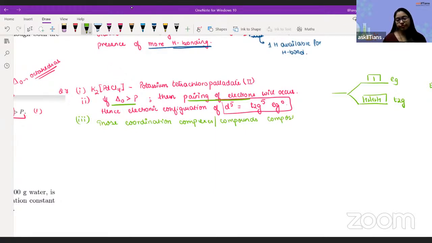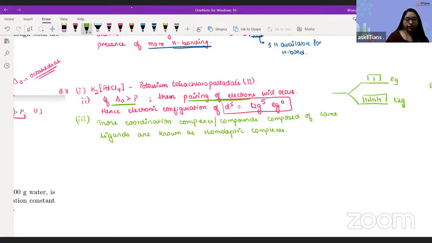Composed of same ligands are known as homoleptic complexes. Now, this answer is still incomplete. Important keyword is same ligands, right? But this answer will only be completed when you give an example.